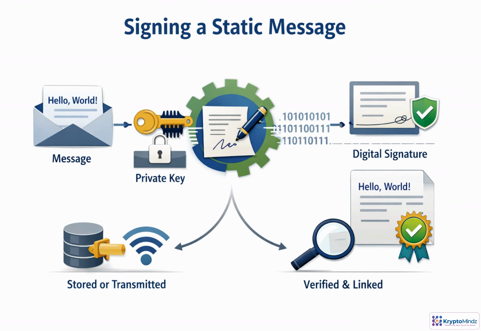Here, we sign one fixed message. "Sign in to example app." The signing function takes that message, converts it to bytes, and combines it with the private key to produce a signature. The private key is not sent anywhere. It is used locally during signing. The output can be stored or transmitted as hex data. Remember, signing does not encrypt the message. It proves this exact message was signed by the matching private key.